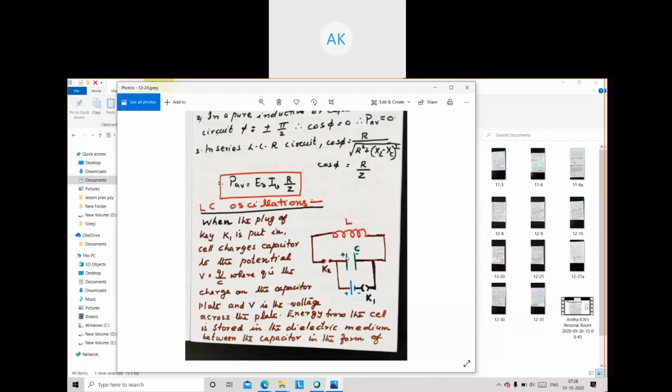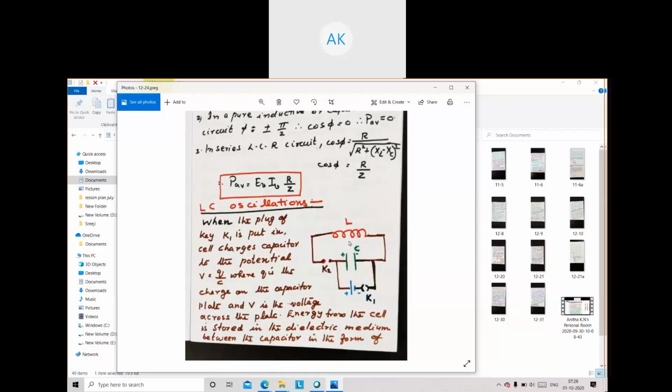Earlier, this plate was positive. And when all the charges have flowed through the inductor, as the flux linked with L decreases, it will charge the capacitor in the opposite direction. That means this plate becomes negative and this plate becomes positive, because the induced EMF will oppose the decrease in flux. Again, that induced EMF will charge the capacitor fully. Understand? Then that process is repeated.